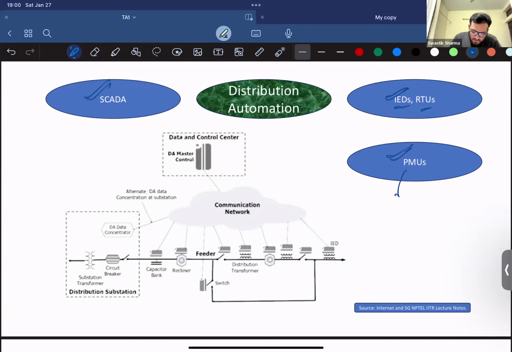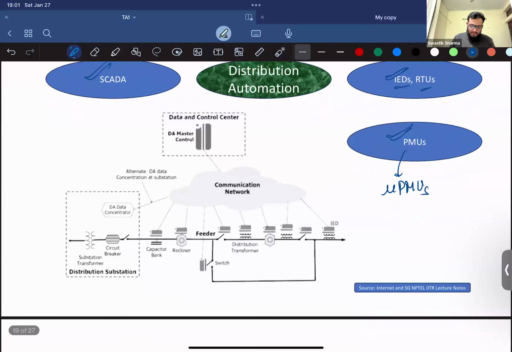For distribution systems, we have newer PMUs, which are called micro PMUs. These micro PMUs are compact and not very bulky, and fairly inexpensive. So these are used at the distribution side for better distribution automation.